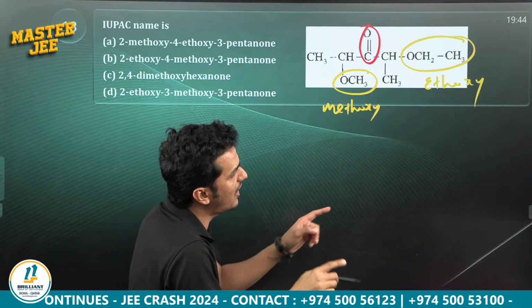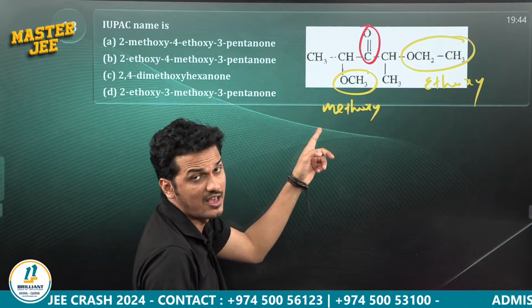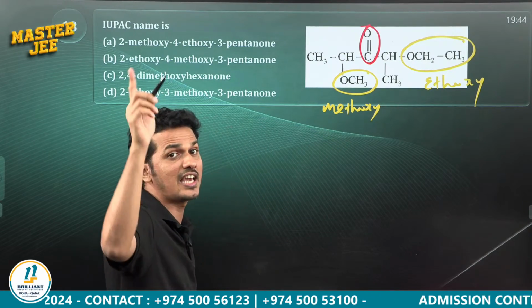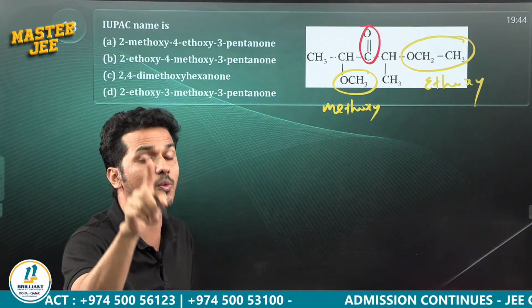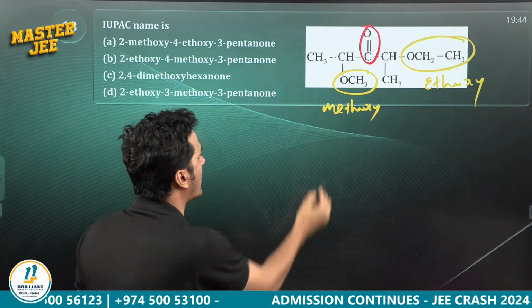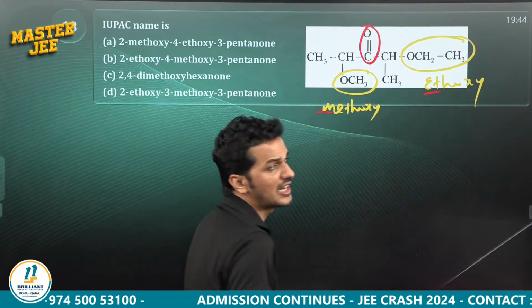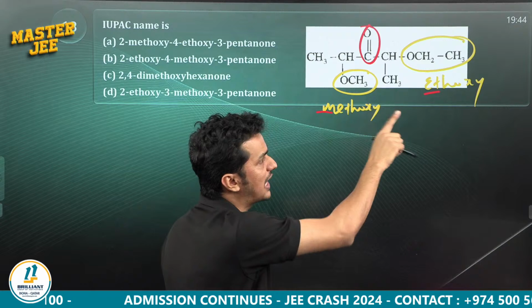So for the branches, ethoxy is there, methoxy is there. Which one will have the highest priority? In the case of branches, the highest priority is purely on the basis of alphabetical order. Here M, here E. Which one will come first? E. So that should get the minimum number.